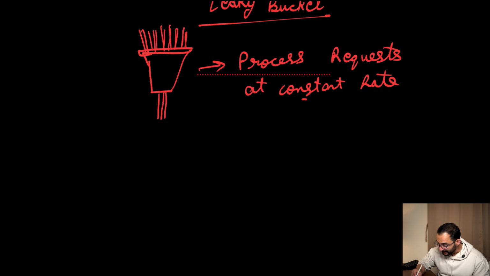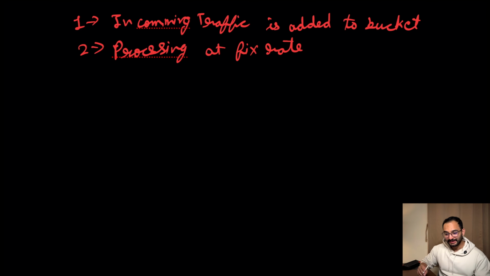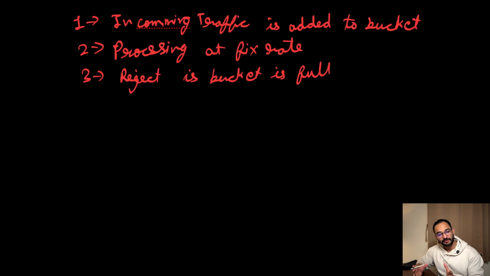For implementing leaky bucket, we use a queue, because it has first in, first out order. Now let's understand how this algorithm works. In leaky bucket, first, all the incoming traffic is added to the bucket. Second, requests are processed at a fixed rate, and if the bucket is full, reject. We will reject all the requests until the bucket gets empty or is able to accommodate more requests. That's the basic concept behind leaky bucket.